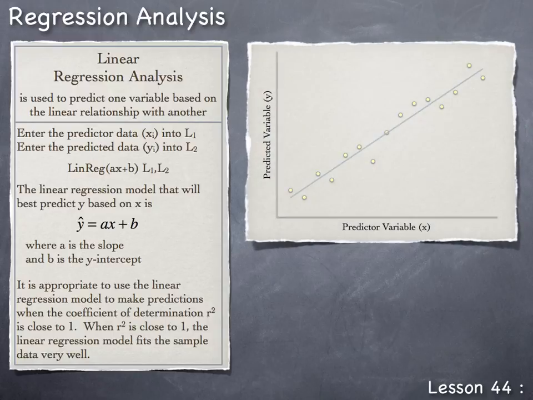A linear regression analysis is used to predict one variable based on the linear relationship with another variable. A linear regression analysis can be conducted using the TI-84 calculator. To do this, we need to enter the predictor data, the x, into list 1, and the predicted data, the y, into list 2.